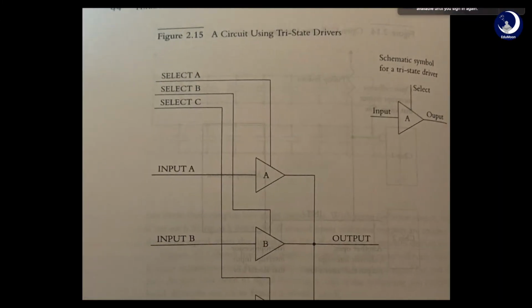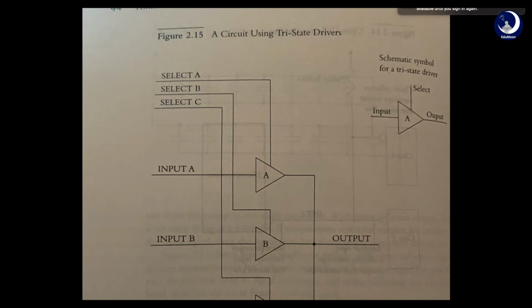Perfect. So when the select signal is asserted, the tri-state driver output will be the same as the input. Say, if select A is asserted, and select B and select C are not asserted, then tri-state driver A can drive the output signal high or low, based on what the input is. If the input is high, it gives us an output as high. If the input is low, it gives us output as low.